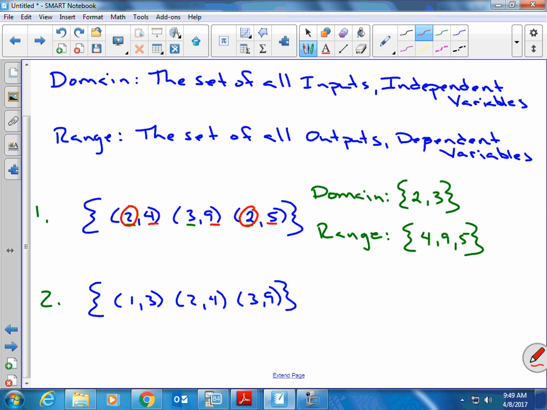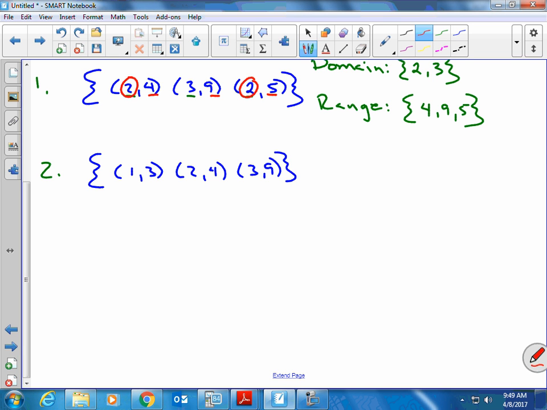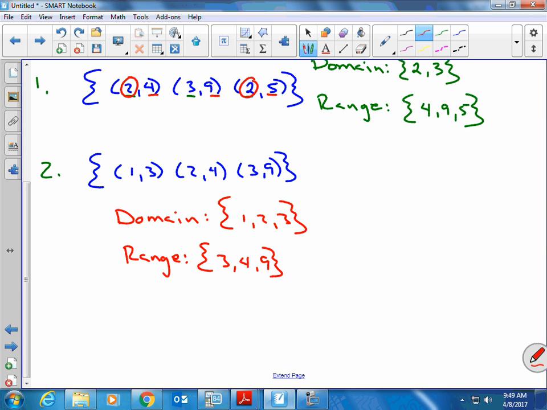Okay, question 2, same question. State the domain and range, and decide whether or not it's a function. Domain: 1, 2, and 3. Range: 3, 4, and 9. It is a function. For every input, it matches up with exactly one output. The 1 goes to a 3, the 2 goes to a 4, the 4 goes to a 9. Up here, doing the same pattern, 2 goes to a 4, 3 goes to a 9, and the 2 also goes over here to the 5.